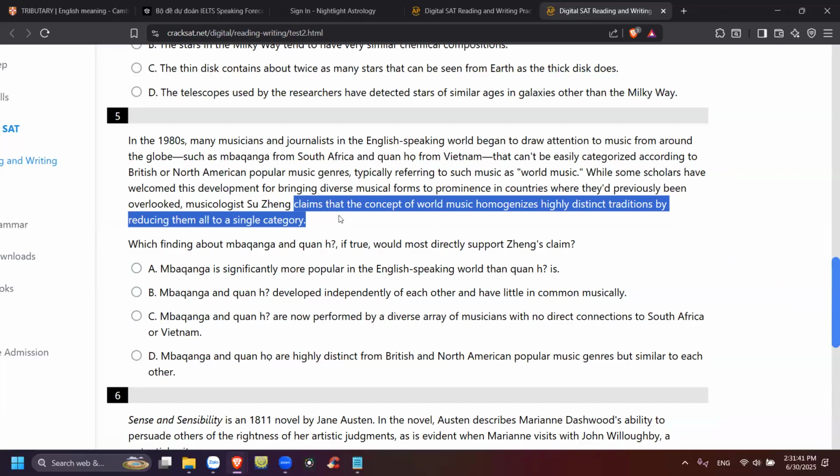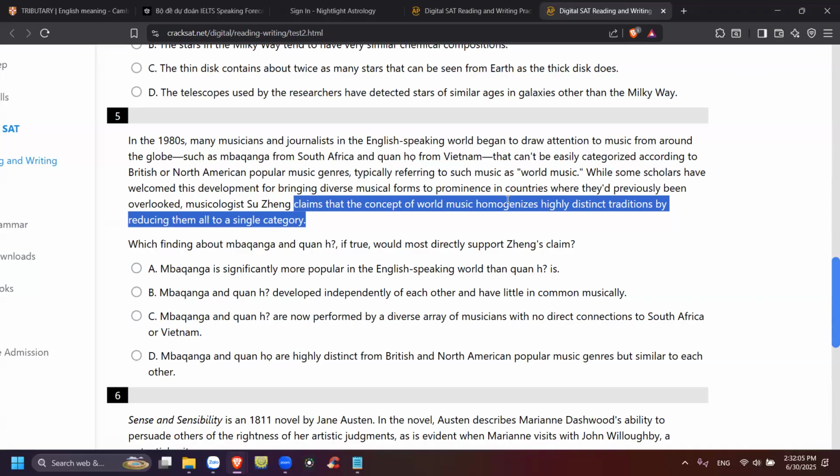The way I see it, the two types of music are not the same, so it cannot be D. C is... But do you not understand what they claim? They claim the concept of world music homogenizes. Homo means the same. Homogenize means you try to make different things become similar.